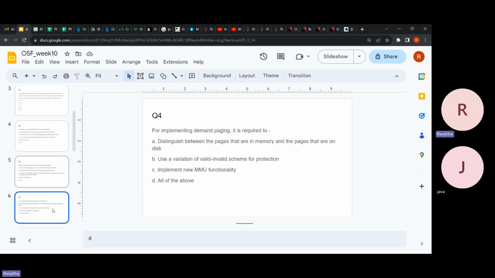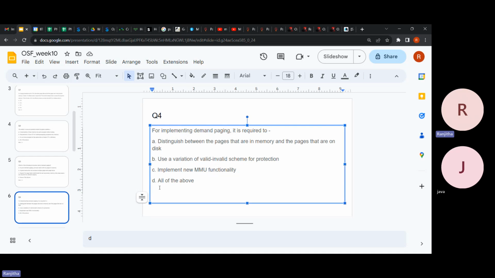For implementing demand paging, it is required to distinguish between the pages that are in memory and the pages that are on disk. That is true. We need to use a variation of the valid-invalid scheme for protection. We need to implement new MMU functionality also, memory management functionality also. So all these three are true. They are needed for implementing demand paging. So here again, the answer is all of the above.